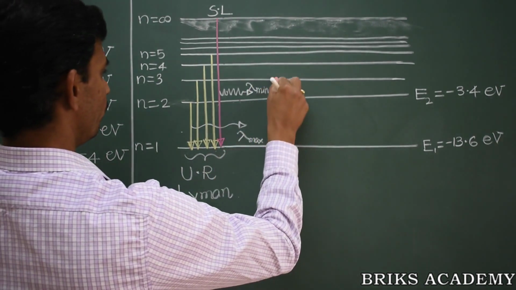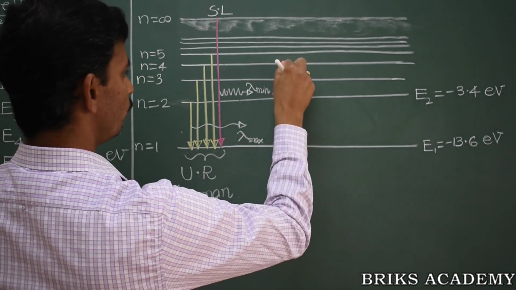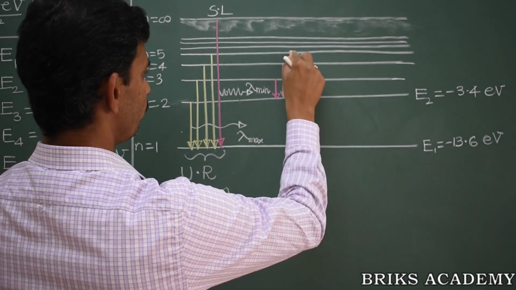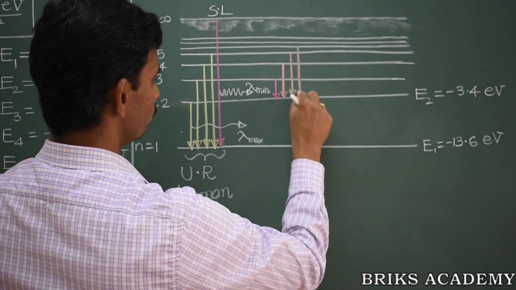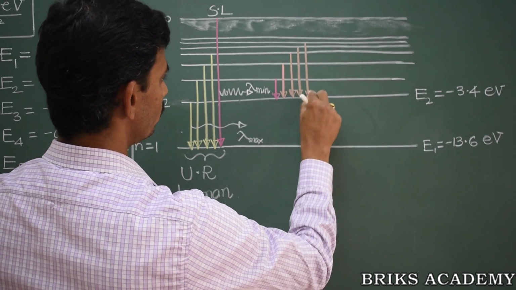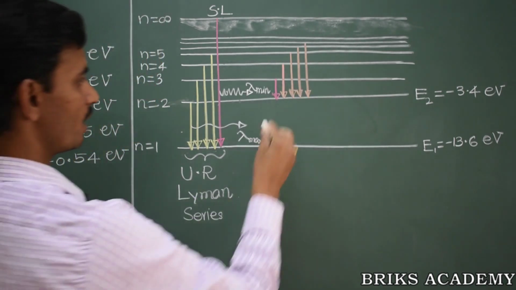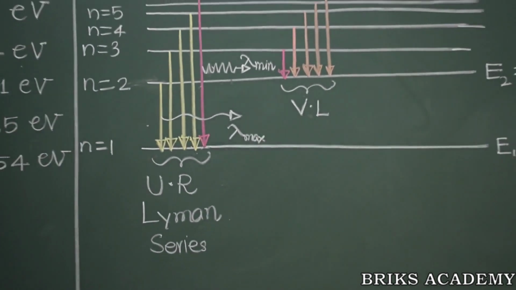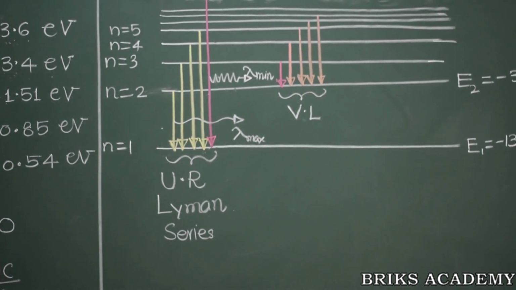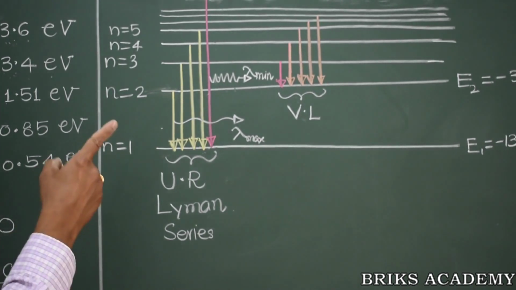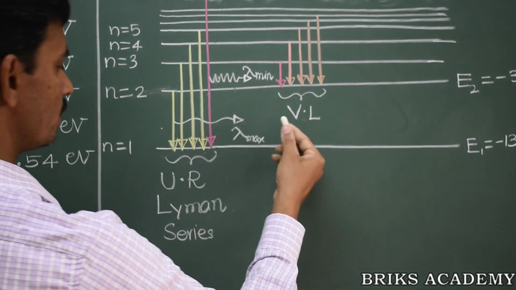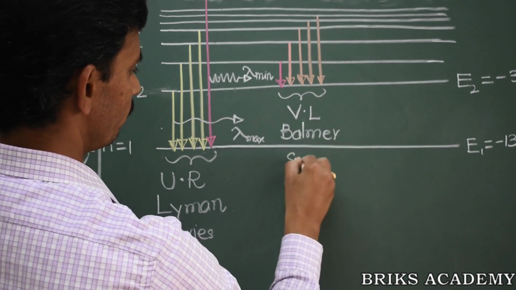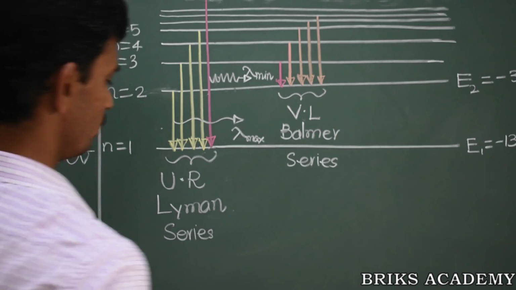Say, for example, from 3 to 2, 4 to 2, 5 to 2, 6 to 2, or even 7 to 2. All these transitions will give you one particular kind of radiation, that is visible light. And this was discovered by a scientist named Balmer, a Swiss school teacher. Even before the electron was discovered, the spectrum was observed by this great man, Balmer. And it is named after the same scientist, hence we call this the Balmer series of spectral lines.